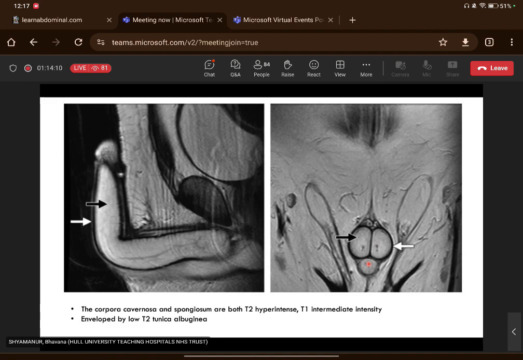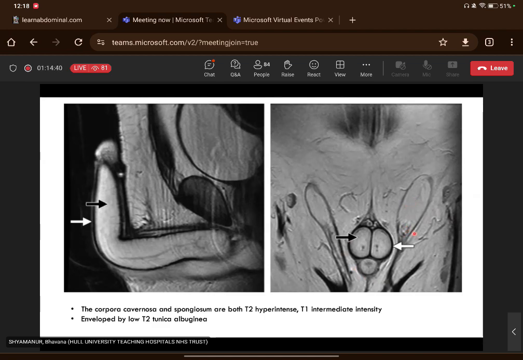The urethra is this little hypo-intense area there, and you can also make out the cavernosal artery as well as the other vessels dorsally. But I think it would be difficult to differentiate them in this particular frame. They're enveloped by the tunica albuginea, which is low T2. Remember, the corpus spongiosum has a separate tunica albuginea, and all of them are covered with fascia as well.